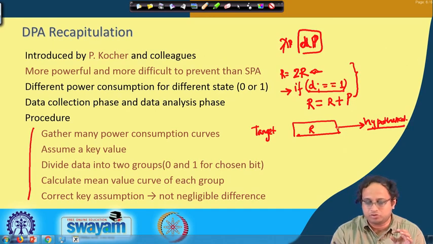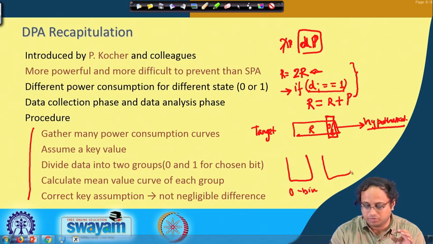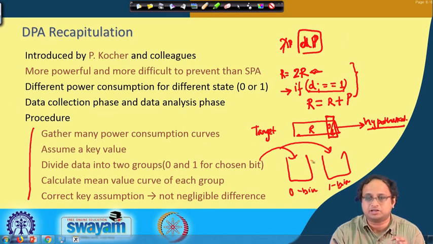In case of DoM, you probably target one of the LSBs of this r. Suppose this LSB is 0 or whether the LSB is 1, you take all the power traces, you make a 0 bin and a 1 bin, put the traces into the 0 bin and the 1 bin, take the average, and take the difference of means. The idea is that if your guess was correct, then the difference of means is quite high. That means there is a high correlation.